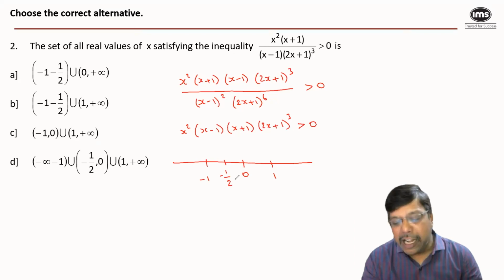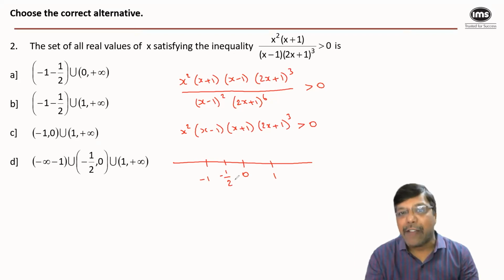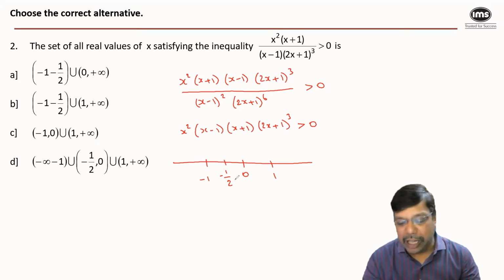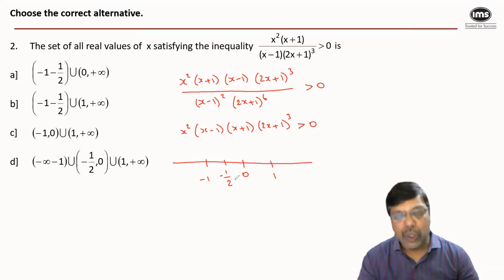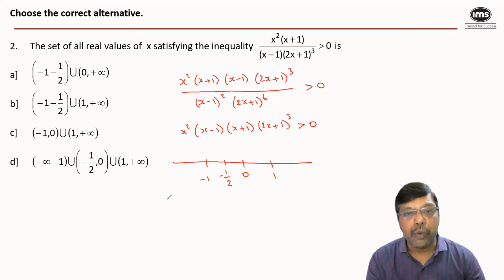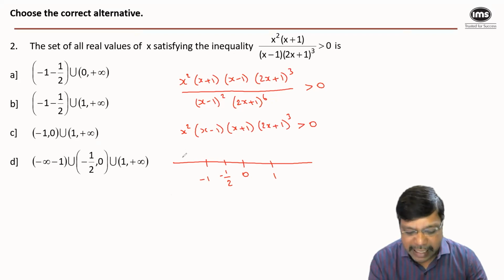Let us understand how this expression behaves in each of these intervals. The behavior is in terms of whether its value will be positive or negative. If I substitute a value less than minus 1, let us say x is equal to minus 2, then the entire expression becomes negative.